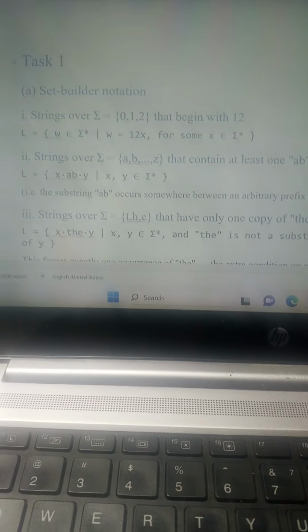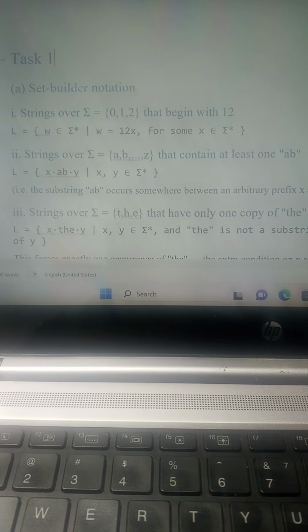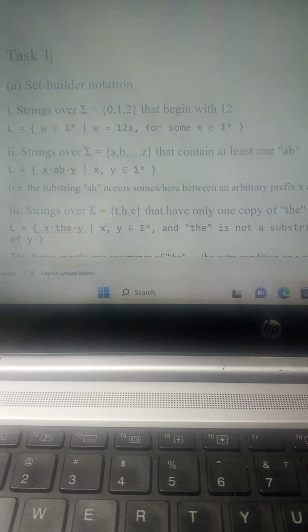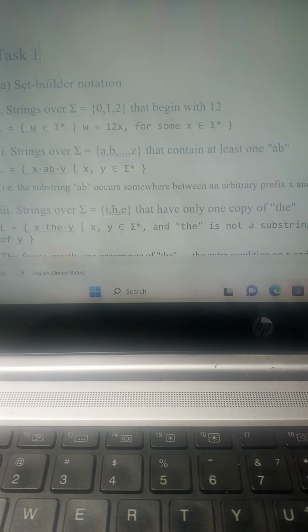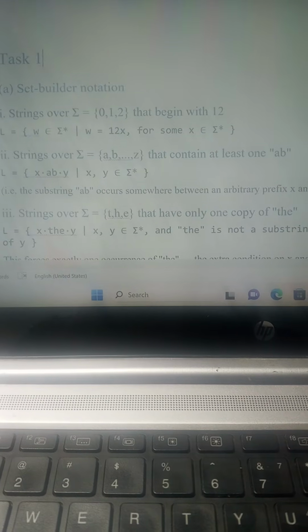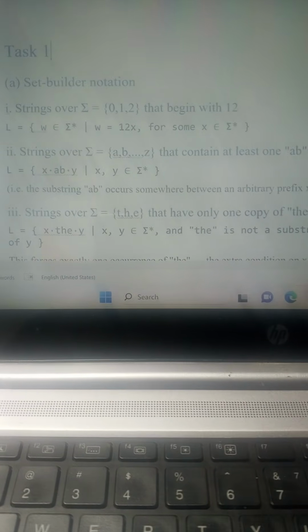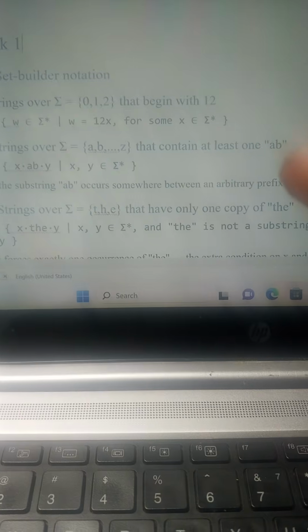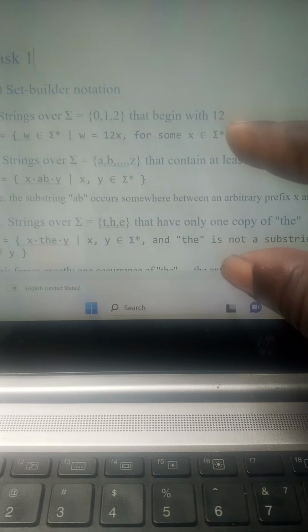We are looking at task 1, which talks about the set builder notation. When you look at question I, it says a string over the alphabet, which is equal to 0, 1, and 2, that begins with 1 and 2. That means we are going to look for the language that the machine speaks, and the strings of the alphabet 0, 1, 2 start with 1 and 2.